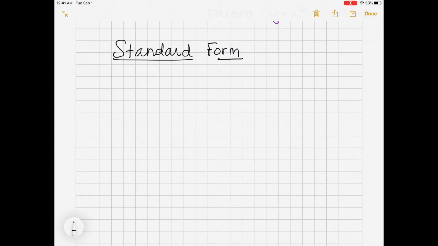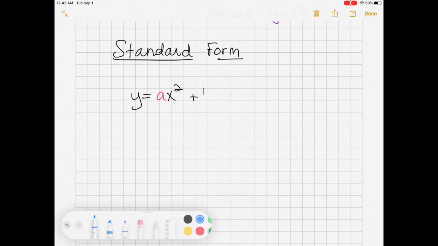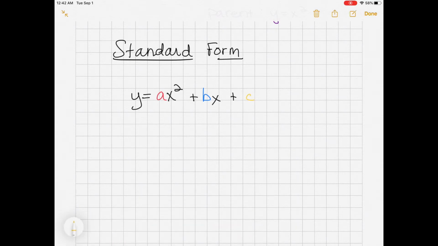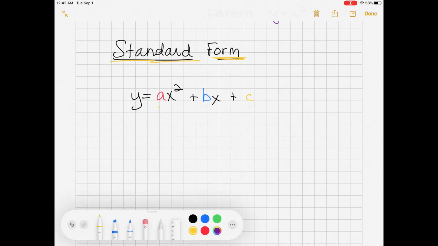Okay, so let's talk about this. The standard form of a quadratic equation is y equals ax squared plus bx plus c. And I sometimes think of standard form like it's pretty standard when you went to preschool that you learned the A, B, C's. And the standard form of a quadratic equation tells us a few things.